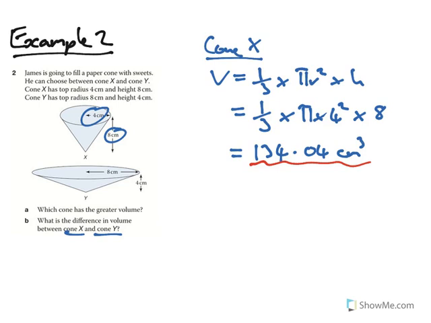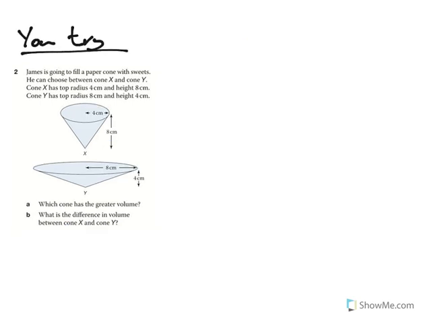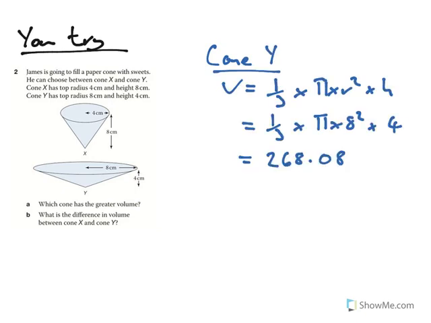So I've just done cone X. What I'd like you to do is, can you do cone Y please? Once you've done cone Y, can you come back to the video please? Just pause it now. Okay, so hopefully you found that the volume of cone Y is 268.08 centimetres cubed. Using this working, the radius is now 8 and the height is now 4.